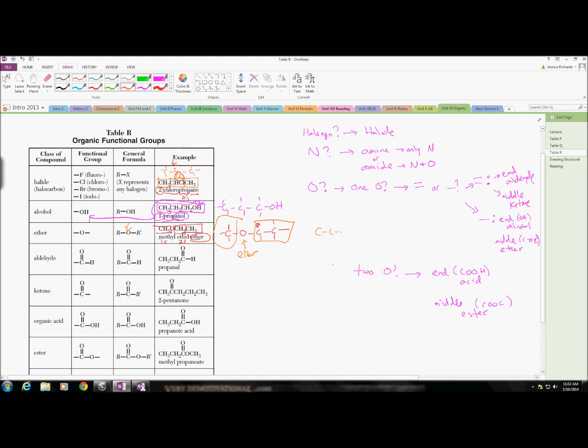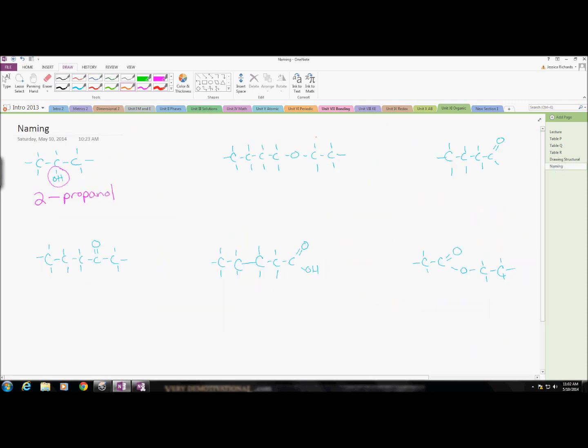It doesn't matter if I draw it this way or the way that I drew it in the first place. These are both going to be called methyl, ethyl, ether. Always name the smallest branch first. So back to our example. I split the ether where there's an ether, so I know the ending of the name is going to be ether. This branch has 2 carbons. Table P tells me that's eth. This branch has 4 carbons. Table P tells me that's but. Eth is the smaller of the 2, so that's going to go first. Ethyl, butyl, ether.